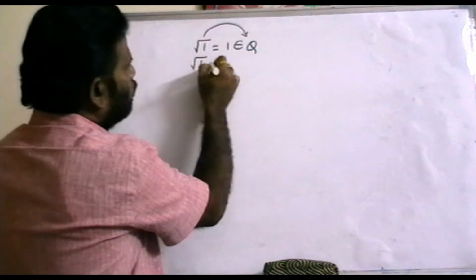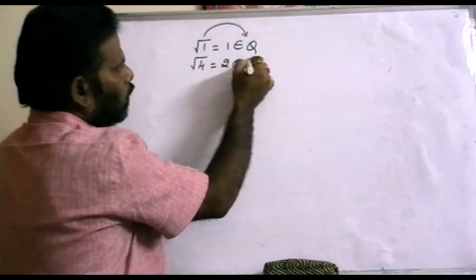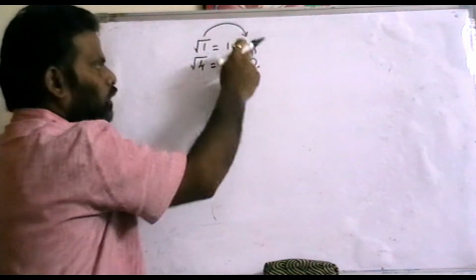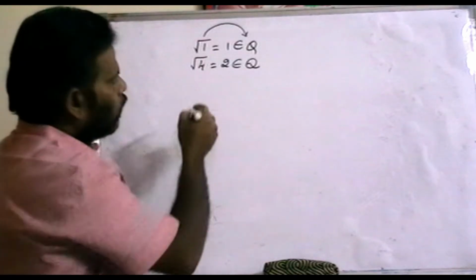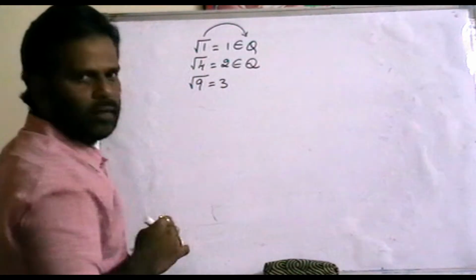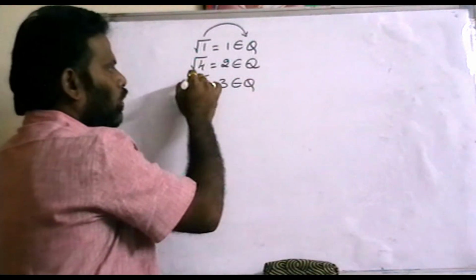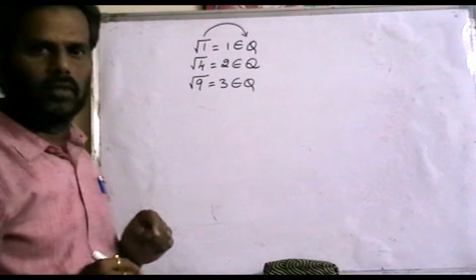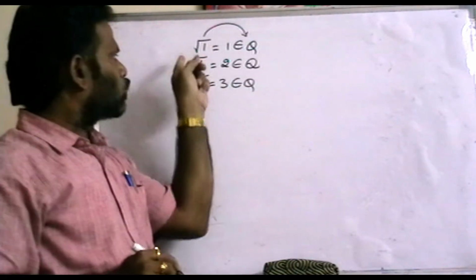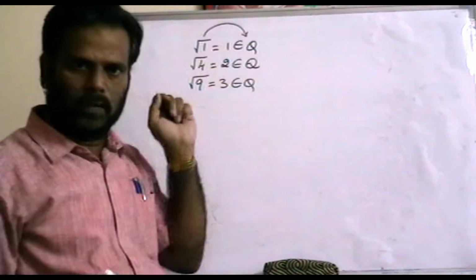Root 4 is equal to what? 2. Why? Because it is also a perfect square. 2 is a rational number, so we can say that root 4 is a rational number. And root 9 is equal to 3. So 3 is a rational number, therefore root 9 is also a rational number. That means if the square root of some value is a perfect square, then it is a rational number.